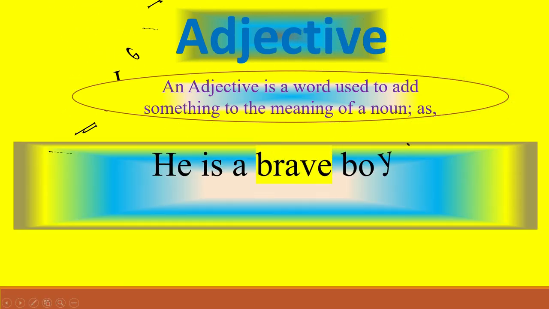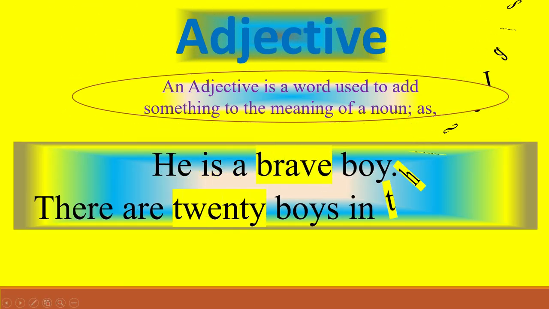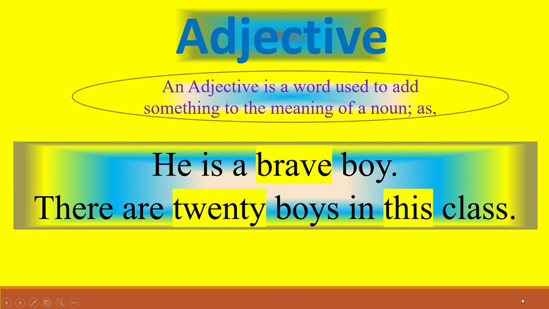Look here. He is a brave boy. There are 20 boys in this class. So here, brave boy. What kind of boy? Brave boy. So adjective is said to be brave, that describes a noun. Understand?